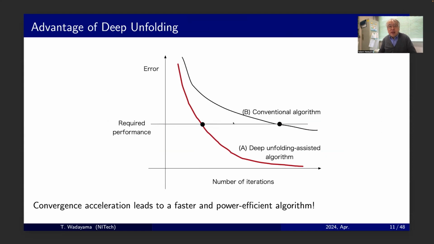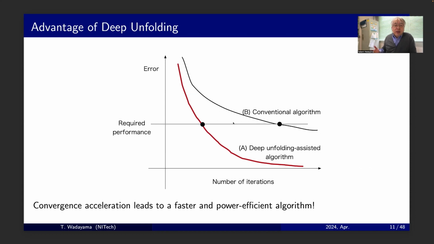Okay. Now I'd like to explain a typical advantage of deep unfolding. The typical advantage obtained by deep unfolding is to improve the convergence speed of the base algorithm. This figure presents the typical convergence behavior of a deep unfolded algorithm. The horizontal axis represents the number of iterations, and the vertical axis represents the error, like the mean squared error. So smaller is better.